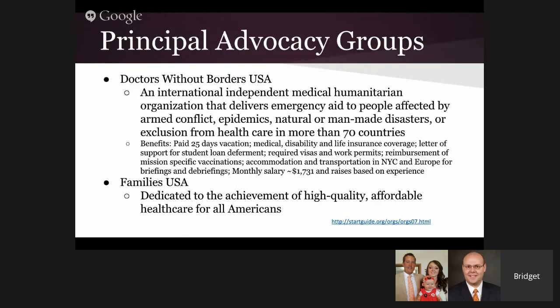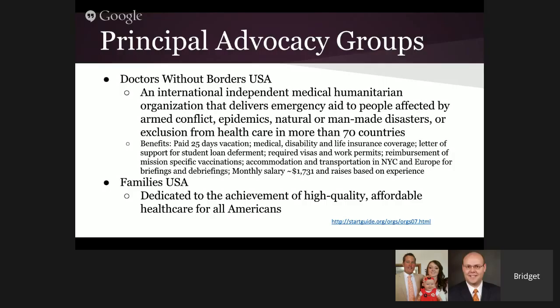The benefits of this are paid 25 days vacation, medical, disability, and life insurance coverage, letter of support for student loan deferment, required visas and work permits, reimbursement of mission-specific vaccinations, accommodation and transportation in New York City and Europe for briefings and debriefings, and you also receive a monthly salary of $1,731 and raises based on experience.